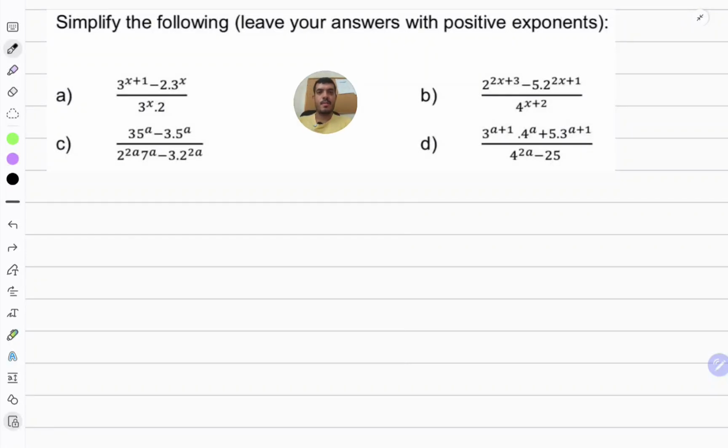So today we're going to simplify some exponential equations. And make no mistake, these are the types of questions that without a doubt will appear in your examination. So let's go through them and let's see how best we can apply our laws of exponents. So the question says, simplify the following, leave your answers with a positive exponent. So let's have a look at the first question.